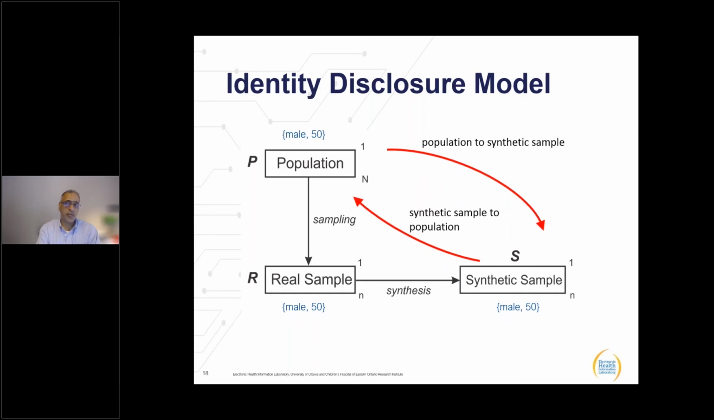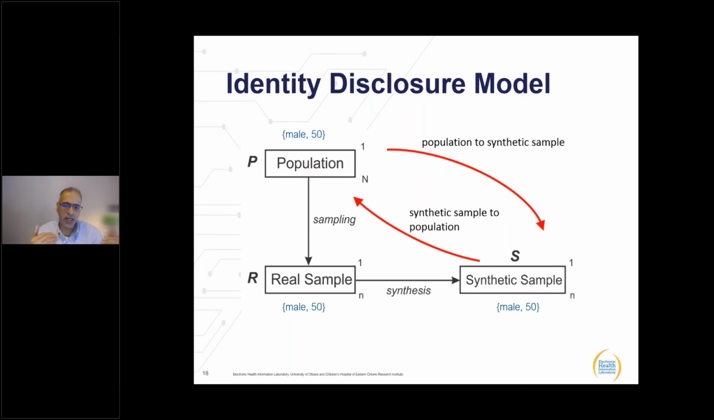So if your real sample, that 50-year-old male had a risk of 1, then that's a problem, because now you have a synthetic record that matches a real sample record that has a risk of 1, because it's unique in the population. If that real sample record has a risk of 0.0001, then that match doesn't matter, because you've matched a synthetic record to a real record in the real sample, but that real sample record has a very low risk of re-identification anyway.